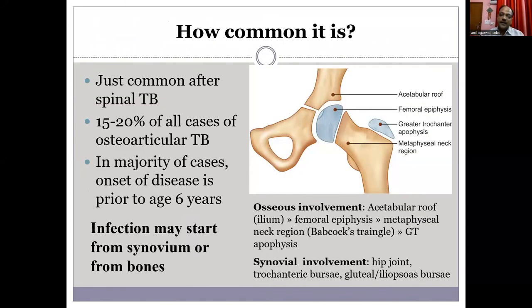First, although TB hip is considered uncommon, it is just common after spinal tuberculosis. For those who are not aware, it can start both in the synovium as well as it has an osseous focus, namely head, trochanter or the isthmus region.